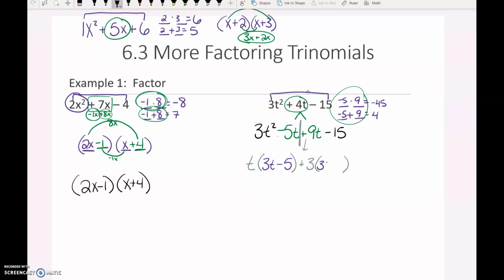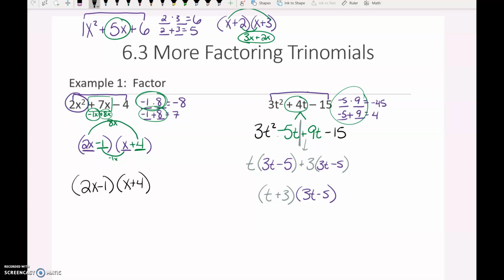9t divided by 3 is 3t. -15 divided by 3 is -5. Your parentheses should match. If they don't, you did something wrong. The factored form would be (t + 3)(3t - 5).